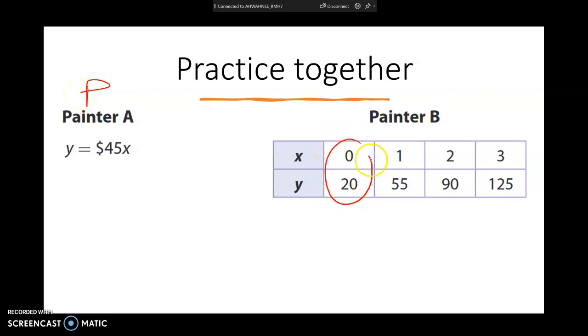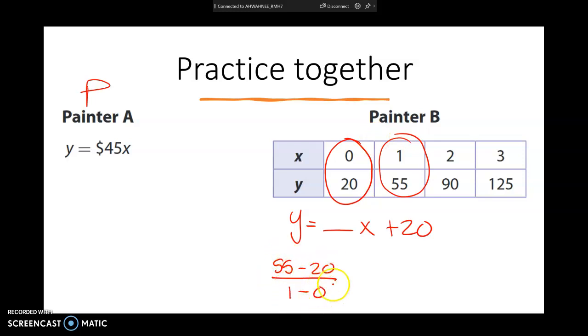Remember, when x equals 0, whatever y is, that's our y-intercept. So I have y equals something x plus 20. Now we got to figure out slope. We got to do y2 minus y1 over x2 minus x1. So I got 55 minus 20 over 1 minus 0. 55 minus 20 is 35 over 1. So then I got 35x. This is not proportional.